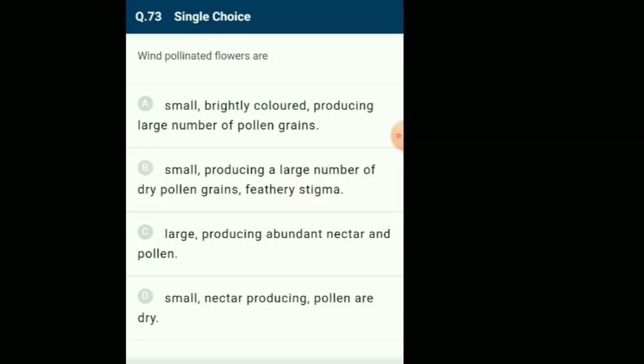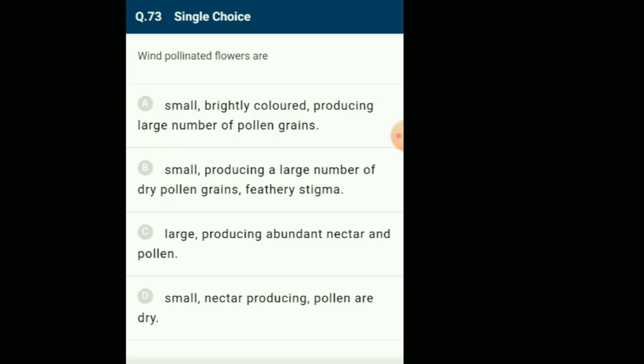Question number 73. Wind pollinated flowers are. Pollination by wind is called anemophily, and such plants in which pollination occurs by wind are called anemophilous plants. Anemophilous plants are characterized by small flowers, pollen present in large number, which are small, dry, and light in weight. Number of ovules generally reduced in ovary, feathery or brushy stigma.